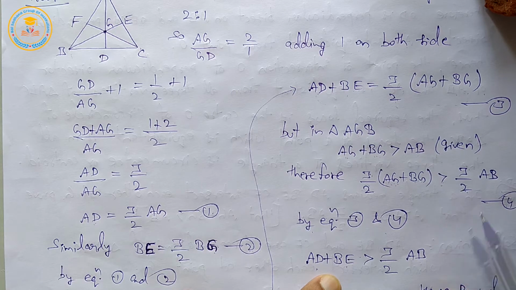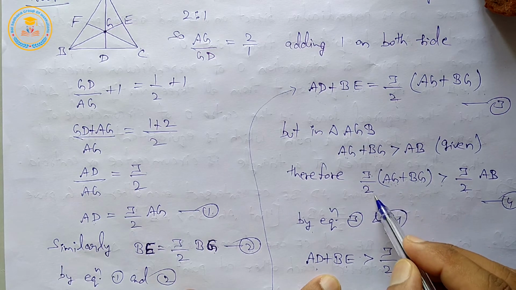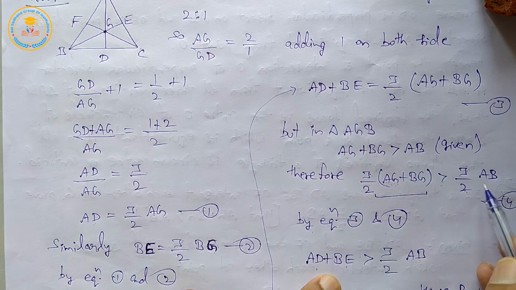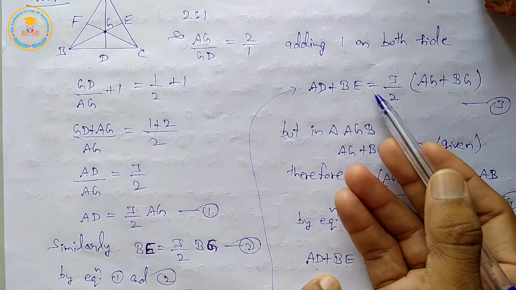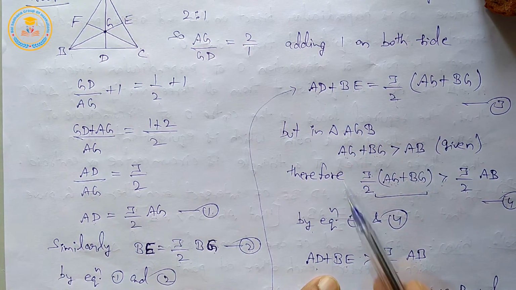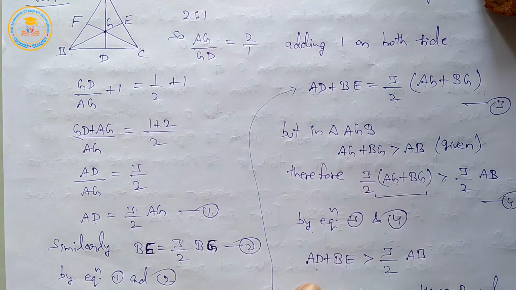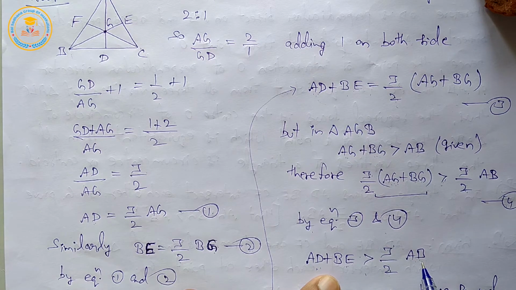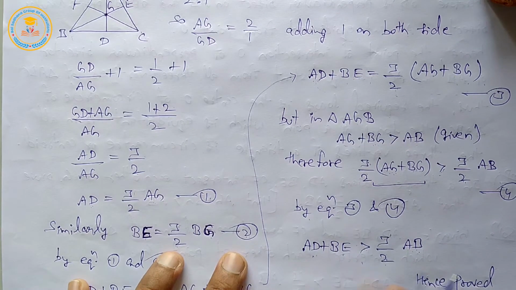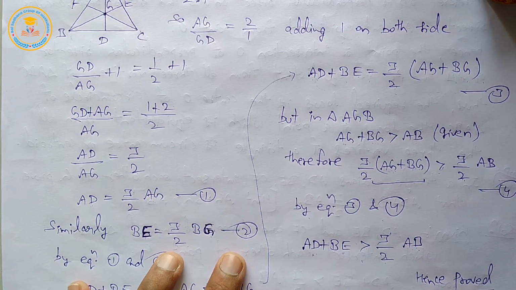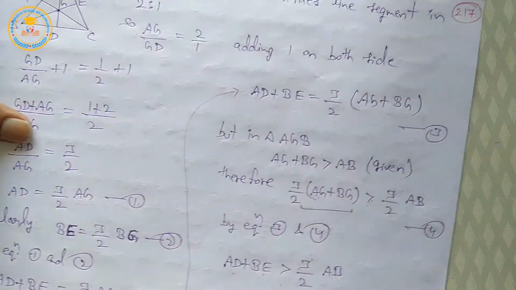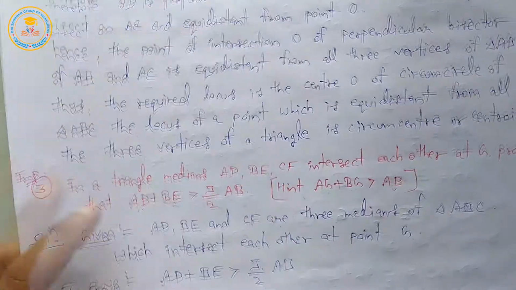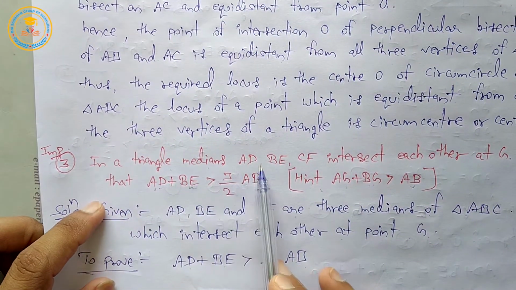Again, in triangle ABC, AD, BE and CF intersect each other at G. Here we mention what is given and what is to be proved. AD, BE and CF are medians intersecting at point G. We know that a median divides the line segment in the ratio 2:1. So AG upon GD is 2:1, and in reverse GD upon AG is 1/2. Adding 1 on both sides.